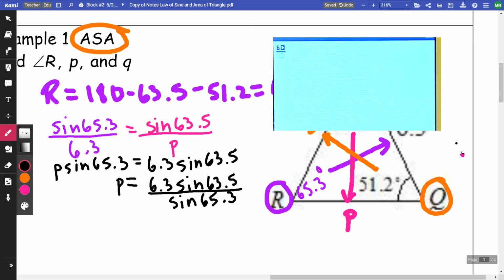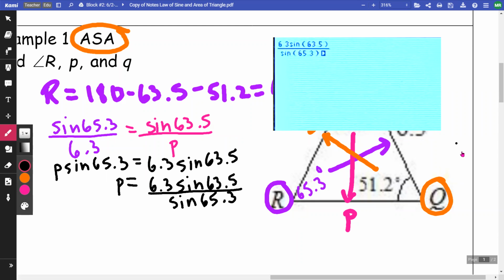Okay, so I'm going to type in 6.3. Let me zoom in a little bit more. 6.3 sine of 63.5 over sine of 65.3. And I'm going to end up getting, let's give one number after the decimal, so about a 6.2. So this is going to be 6.2. That's my side P. I'm going to go through the same process for side Q.